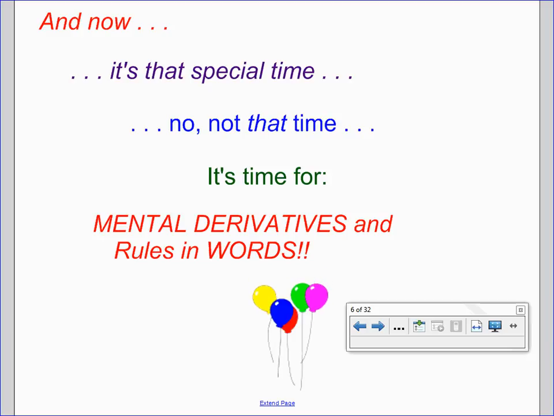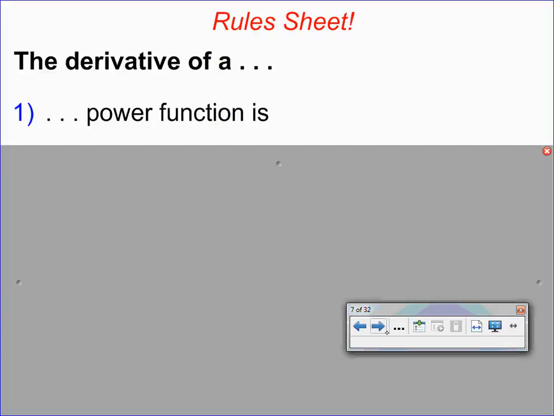Awesome, and so we're going to go ahead and practice with mixed in rules for words as well. If you want to have your rules sheet out, symbolically you may. If you want to have your words out, symbolically, verbally, on your desk, you may, because we're going to do it right now. Get ready. So the derivative of a power function in words, math, PRB, rand int, 1 through 12, get ready.